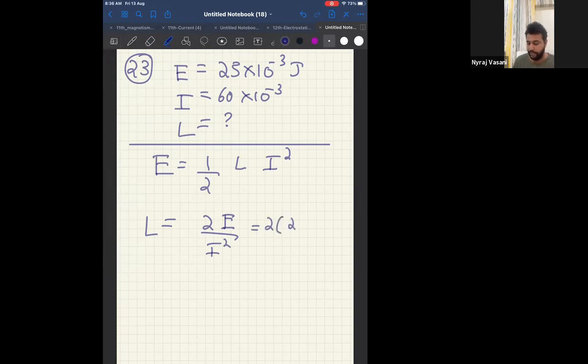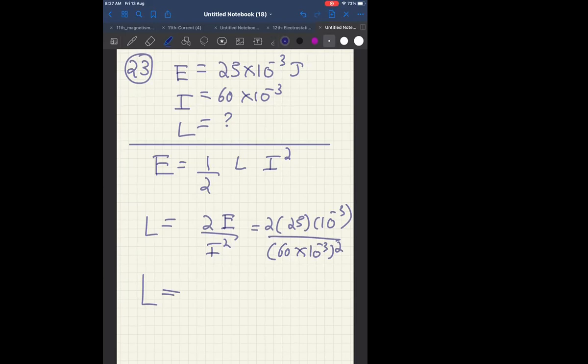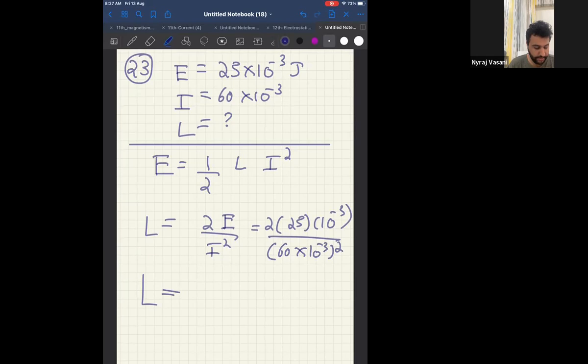Therefore, it is 2 into 25 into 10 power minus 3 upon 60 into 10 power minus 3 the whole square. Tell me what answer it is approximately. The answer will be 13 point something or 14 point something, 15 point something, it does not matter.